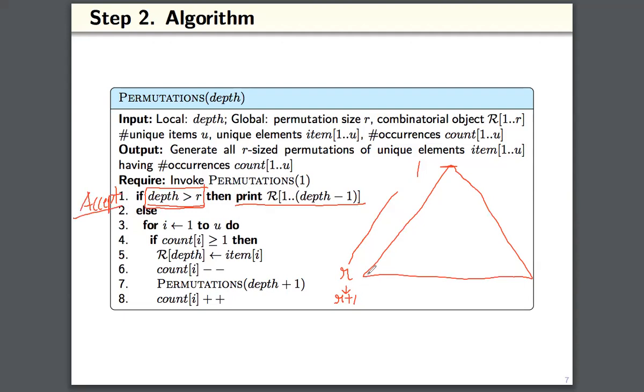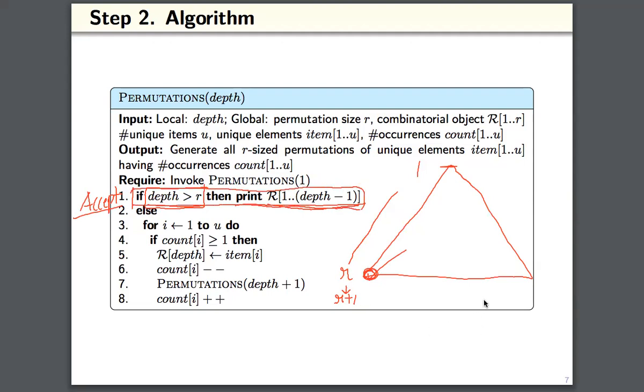Except, what do you need to accept? That means print or visit process R of 1 to depth minus 1. Depth is R plus 1, so this is 1 to R. So that means you will print the combinatorial object here. Right? That's the meaning of the except condition. This is the except condition.